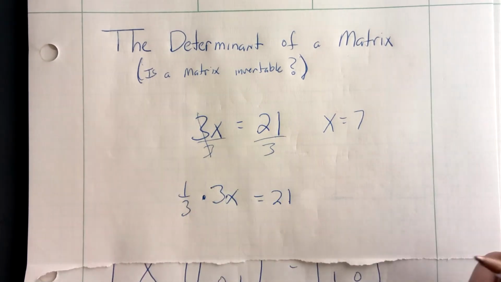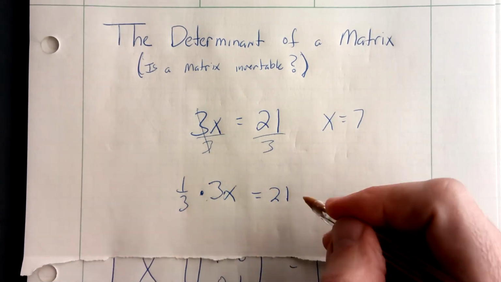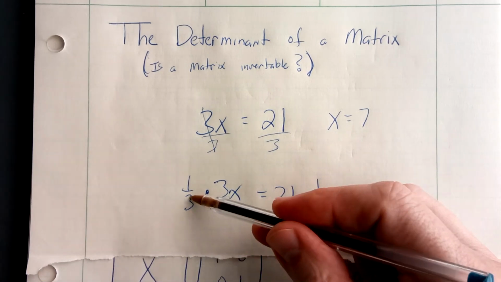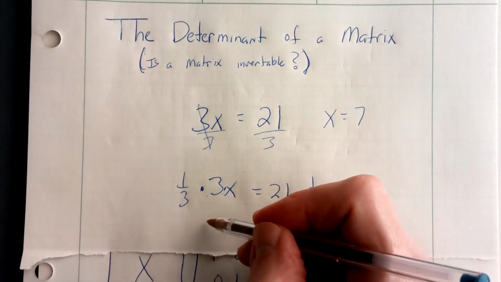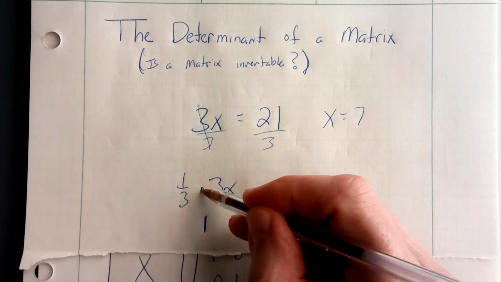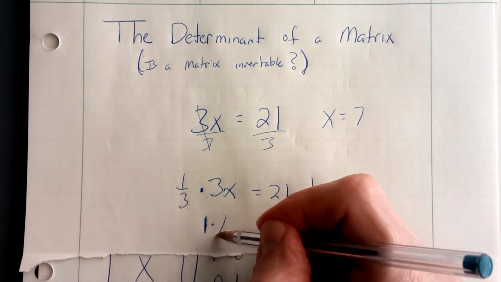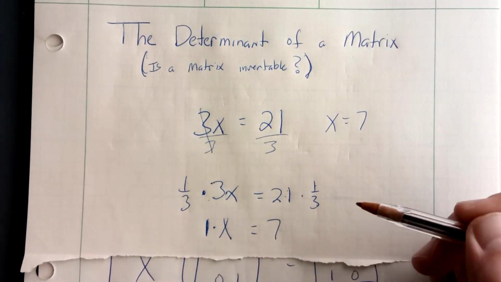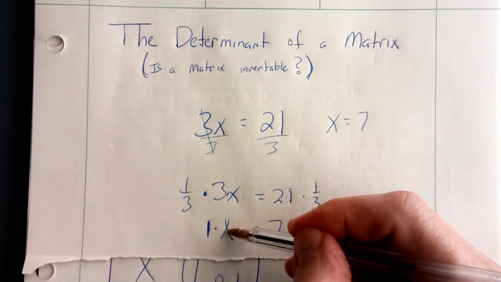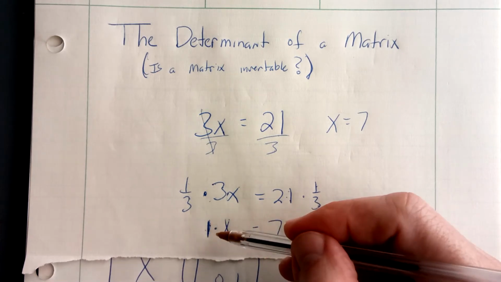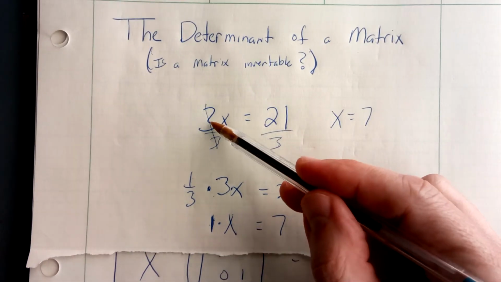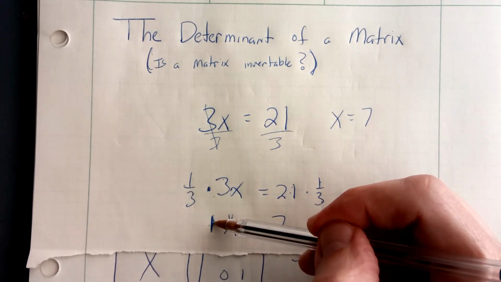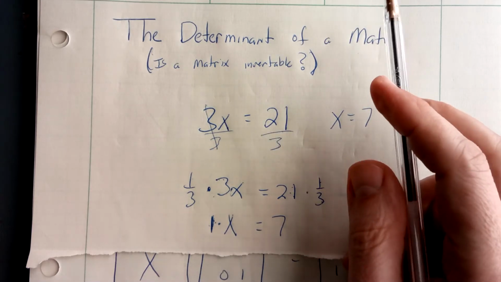And if I multiply the left side of the equation by 1/3, I'm going to multiply the right side of the equation by 1/3. When I multiply by 1/3, I get a number 1. 1/3 times 3 is 1, times x equals, and then 1/3 of 21 is going to be 7. And then 1 times anything is just that number. So x times 1 is just x. So a number times its reciprocal always equals 1. That's true for matrices as well.